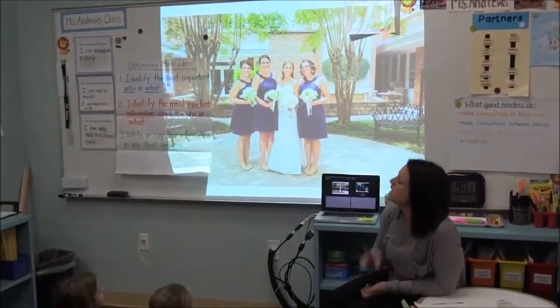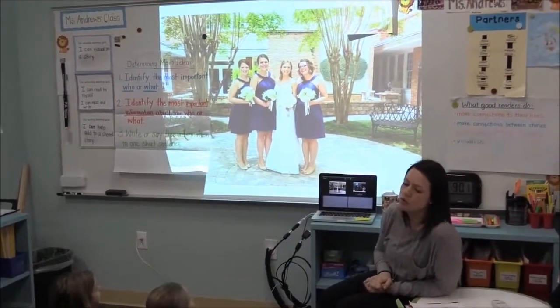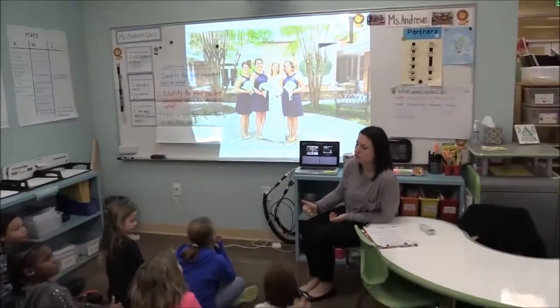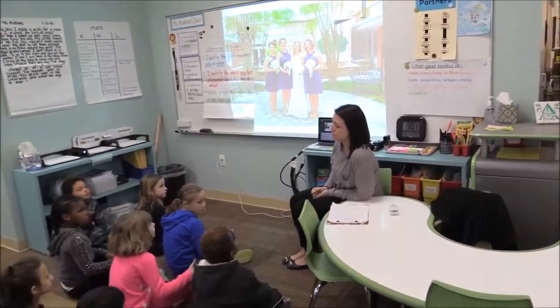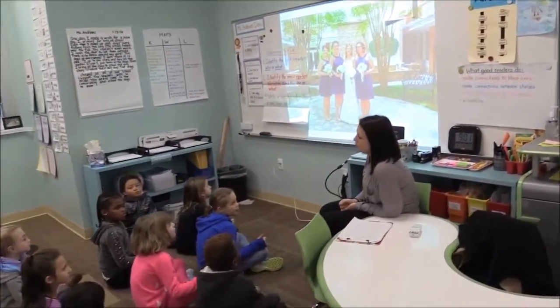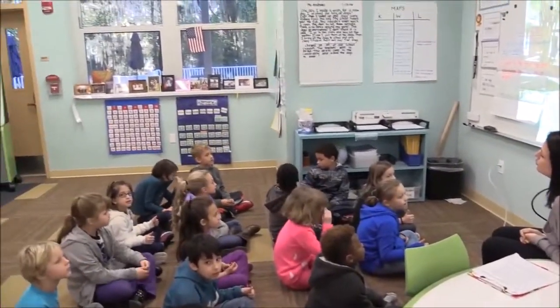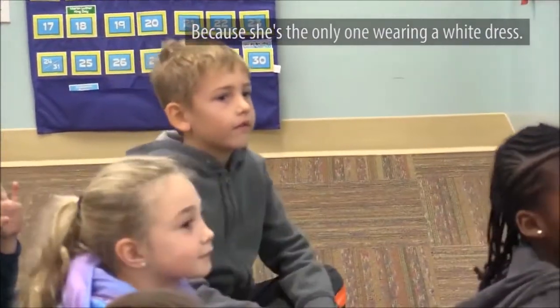So I want us to look at step number 1. Step number 1 is to identify the most important who or what in this photo. Come on your knee. You think you found the most important who or what in this photo? Owen? The girl in the white dress. Why do you think the girl in the white dress is the most important who or what? Because she's the only one that's wearing the white dress.